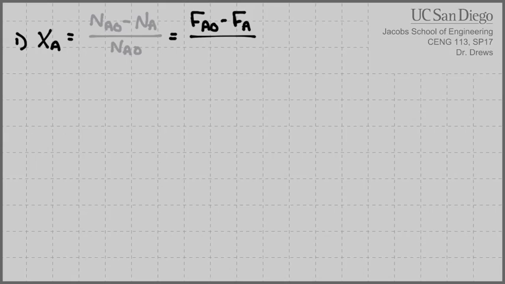A little bit of terminology has changed. The first one is that X sub A, like I said a moment ago, used to be N sub A naught minus N sub A over N sub A naught. That really hasn't changed, except now we have Fs. So it's F sub A naught minus F sub A over F sub A naught. That's it. No difference there.